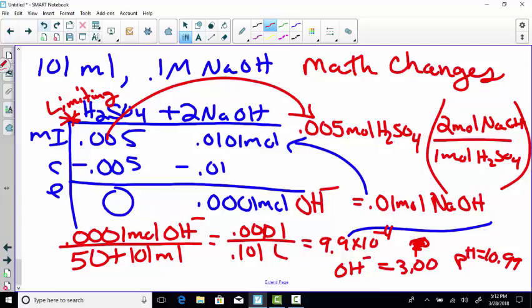Oh, because I did not divide right. Oh, good gravy. Why didn't you tell me? I made a mistake in addition. 50 plus 101 is 151. Oh, bad boy.